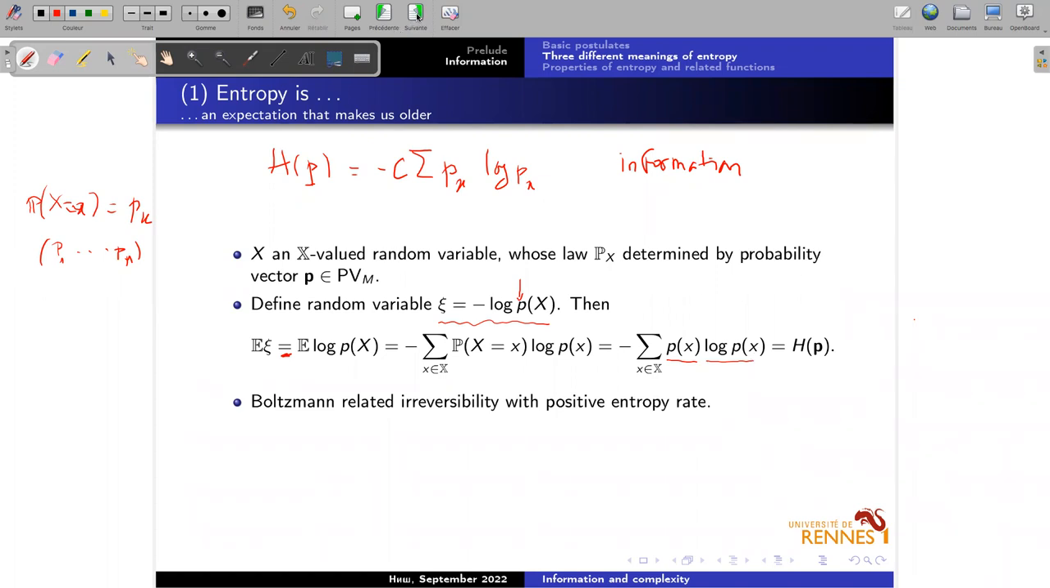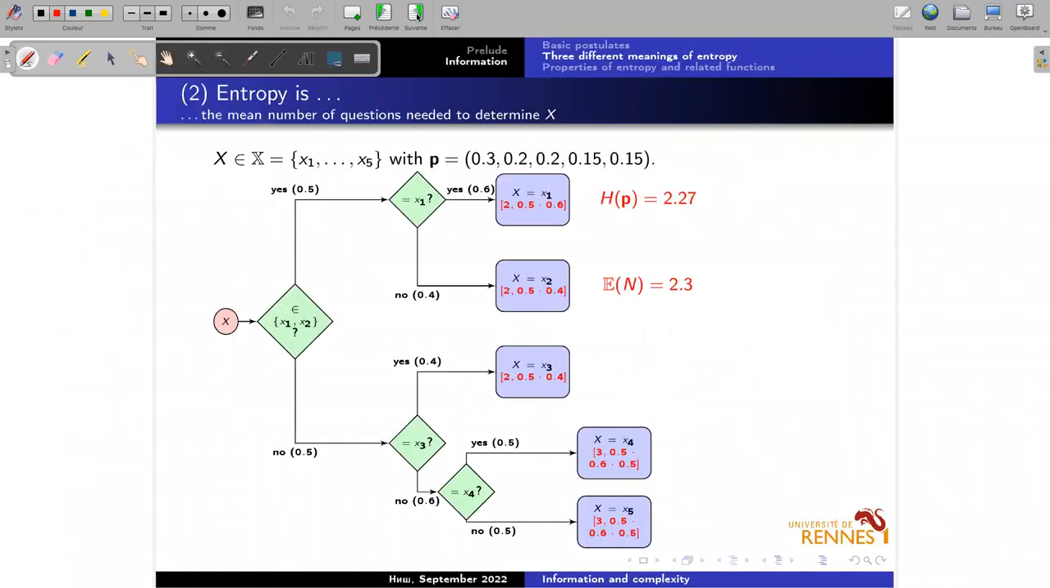And so now the second interpretation of the function H. The entropy is the mean number of binary questions you must ask in order to determine the outcome of the random variable X. So suppose that you have a random variable X taking values in some set. Here I take a 5-element set with this probability vector. So how do you determine how many questions you have to ask in order to determine the outcome of this random variable?